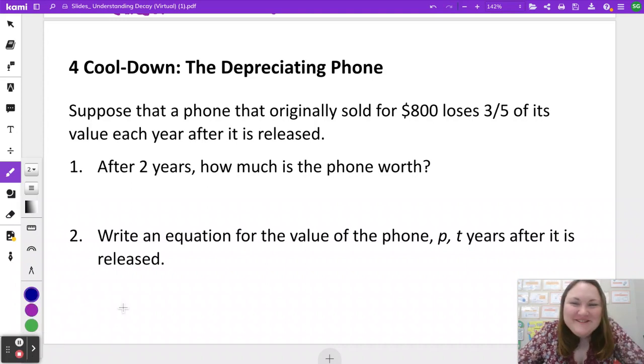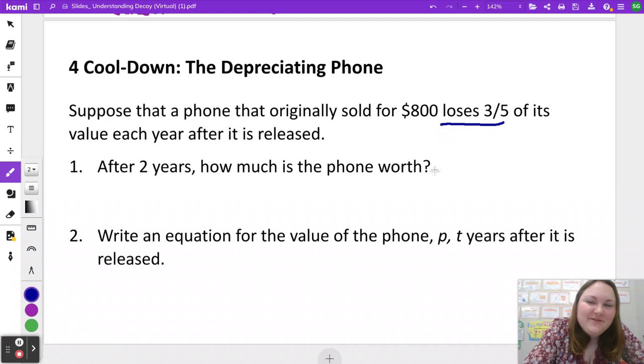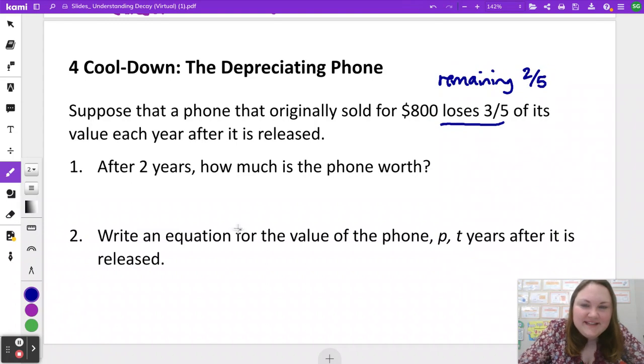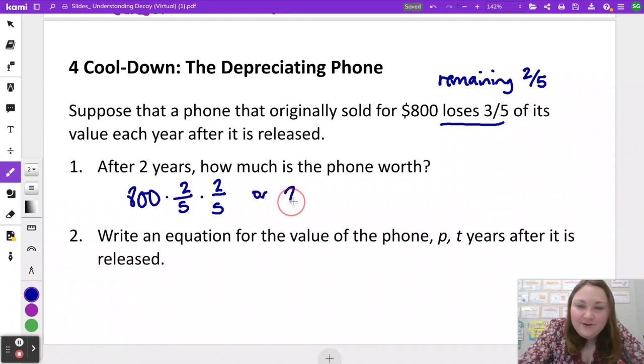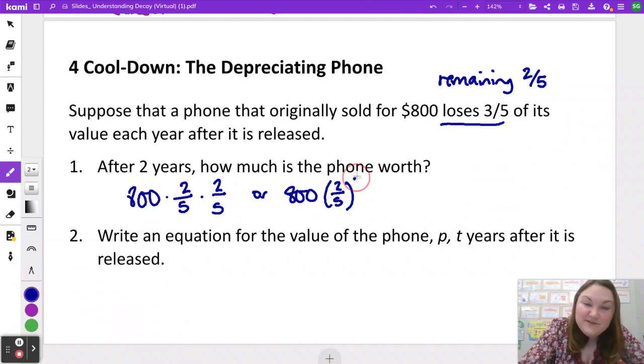Right, hopefully you went ahead and tried this problem here. The first thing I would do is write out both of the fractions just so I have both of them. I know it's losing 3/5 of the value, so that must mean that the remaining value is going to be 2/5. And so after 2 years, if I want to know how much of the value remains, I'm taking that starting amount, the $800, and I'm multiplying it by 2/5 for the first year and then 2/5 for the second year. You could have written it like this, or you could have said 800 times the 2/5, and since there's 2 of them, I'm squaring it.